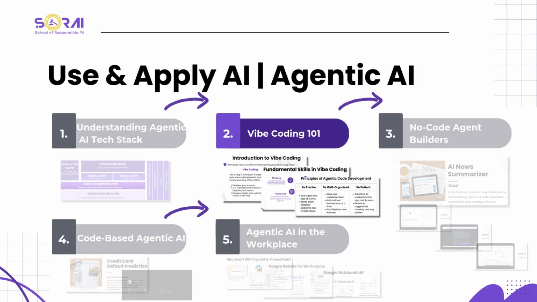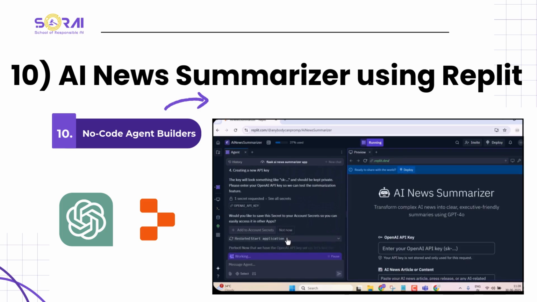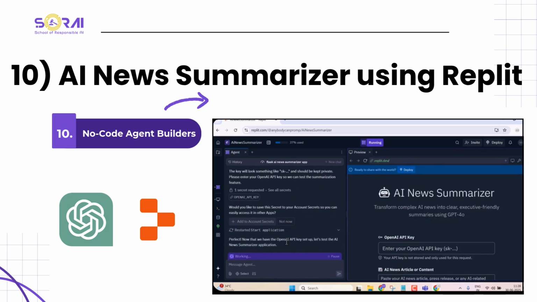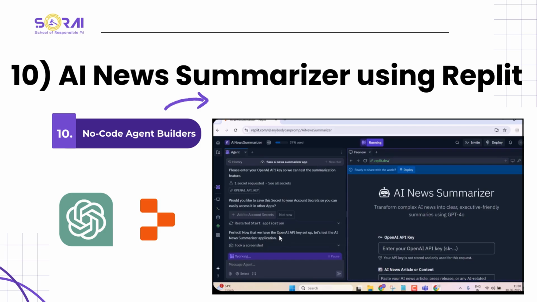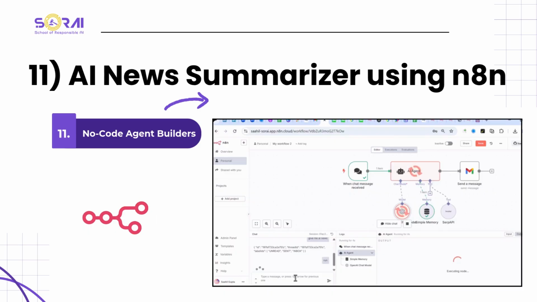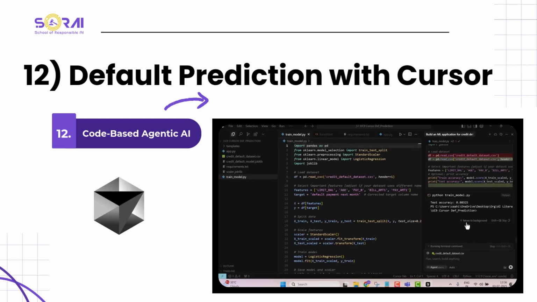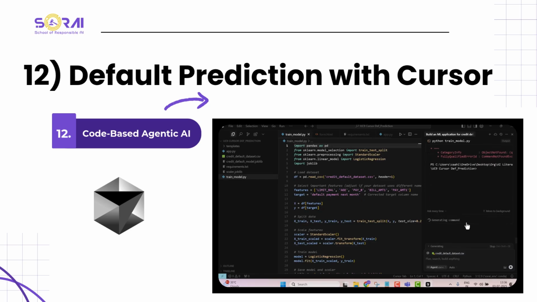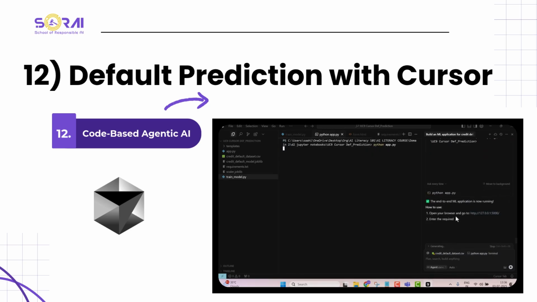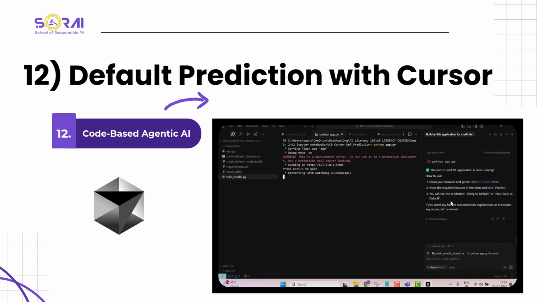After that, we will create our very own AI-powered news summarizer using different no-code tools like ChatGPT, Custom GPT Builder, Replit and N8N. We will also revisit a very familiar use case, which is credit default prediction, but this time we will rebuild it using Cursor as a pair programmer. So you will see firsthand how much time and effort it saves compared to coding everything from scratch.